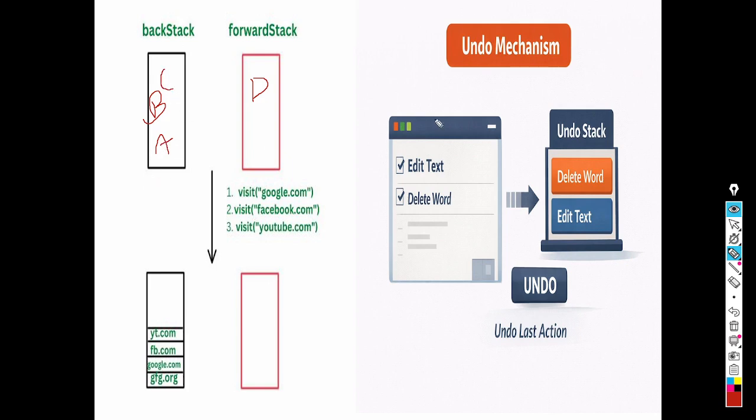Why? Because I visited A first, which was the current state. Then when I visited B, immediately A went to the back stack. Currently I'm on page D. For example, if I move on to E, then the D page will be stored in the back stack, and the E page will be the current page.